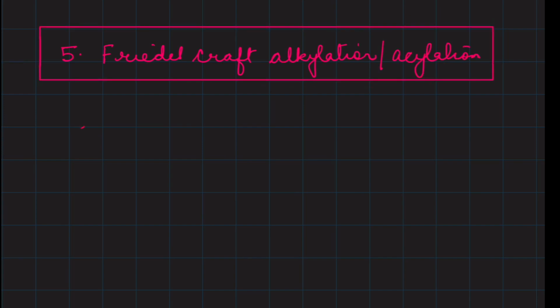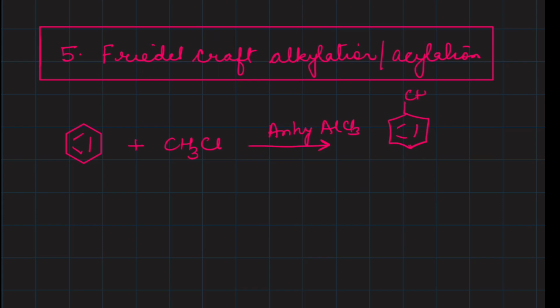It's a very convenient way to get benzene derivatives. You have a benzene ring and this undergoes electrophilic substitution with alkyl halide in presence of anhydrous AlCl3 to give toluene. Similarly we can get other derivatives as well. We can use ethyl, we can use propyl to get isopropyl benzene, and other derivatives can be prepared. Let's move on to the next one.